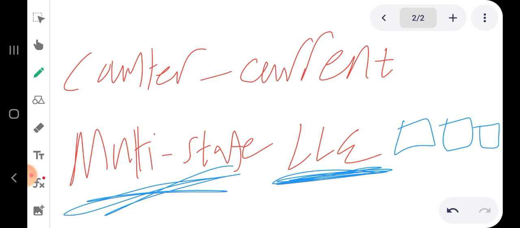What's the meaning of countercurrent? Countercurrent, in simple words, means opposite directions. One is flowing in this direction, the other is flowing in the other direction. This is countercurrent flow. How it is related to liquid extraction and multi-stage process, that's what we are going to see.